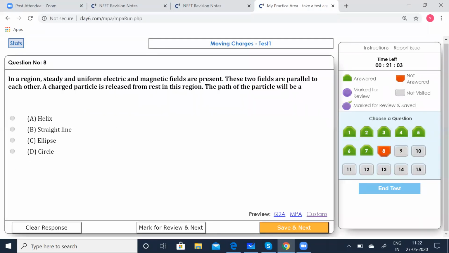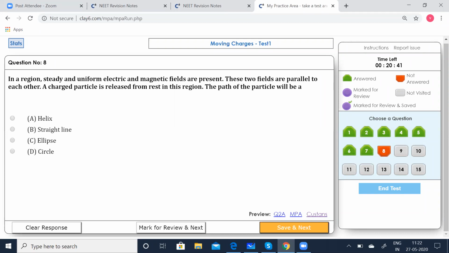Now coming to the eighth one. In a region, steady and uniform electric and magnetic fields are present. These two fields are parallel to each other. A charged particle is released from rest in this region. Then the path of the particle will be a helix, straight line, ellipse, or circle.